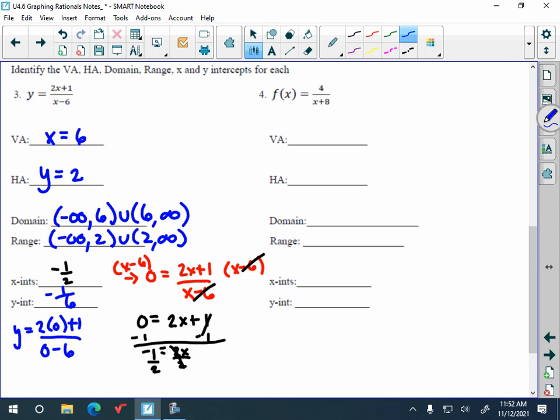So again, we're plugging 0 in and simplifying the top. That's 1, because 2 times 0 is 0, and 0 plus 1 is 1, just order of operations. 0 minus 6 is negative 6. So 1 over negative 6 is negative 1/6. All right, so that's how you find the intercepts. Go ahead and start on number 4. Find your vertical and horizontal asymptotes, domain and range.